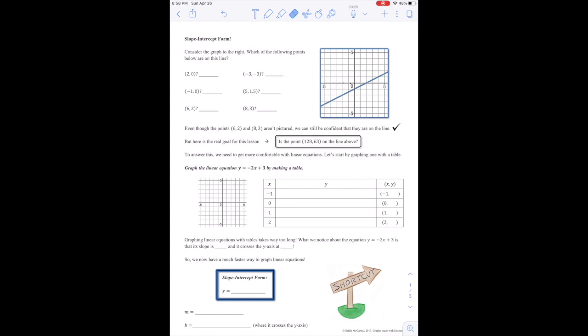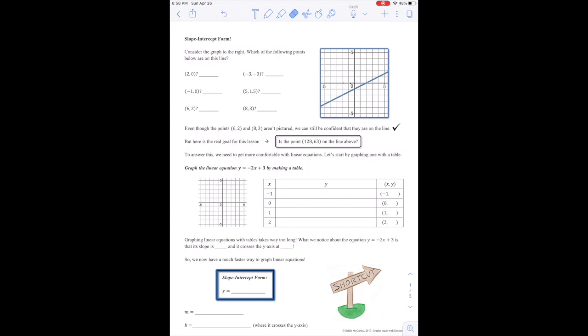We're going to continue our work in reviewing linear equations, going back to slope-intercept form. We're going to look at a graph and identify some points that could be on that line. We're then going to look at a linear equation and make a table, and then identify the parts that are represented in slope-intercept form in a linear equation. For today. On Wednesday, we'll continue with graphing.